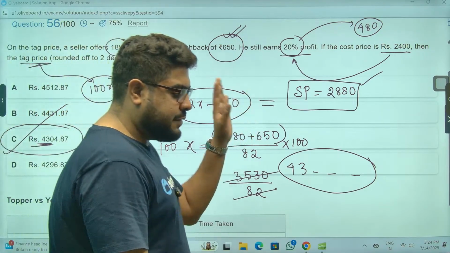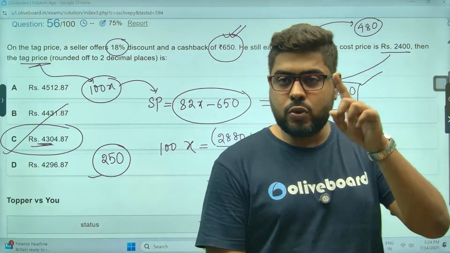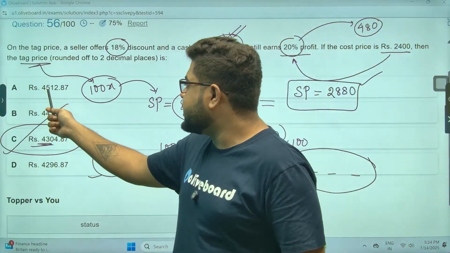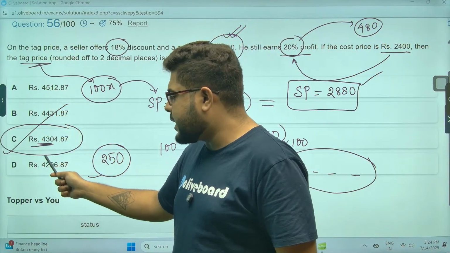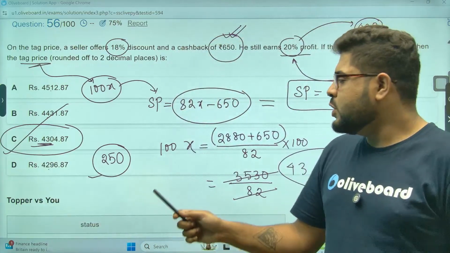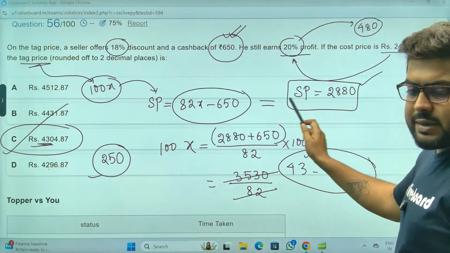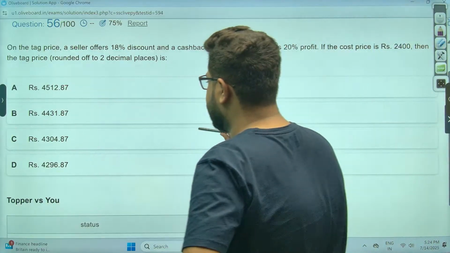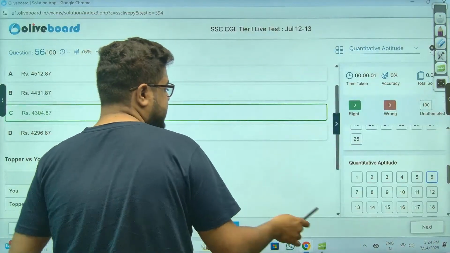So in these situations, I've told you multiple times, do not do the entire thing. Because you see, 4 is common in every option, but the number after 4 is not common. So we'll only try to figure out that next number. We won't do anything else, sir. That's done. Chalo, next one.